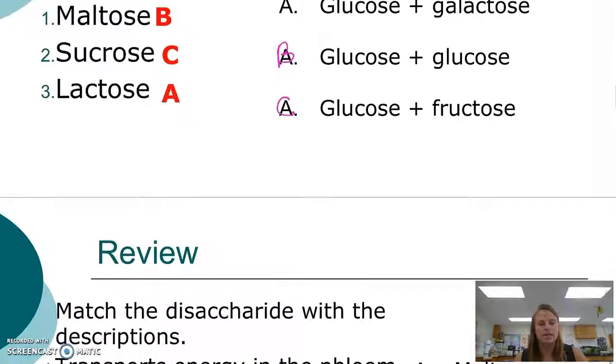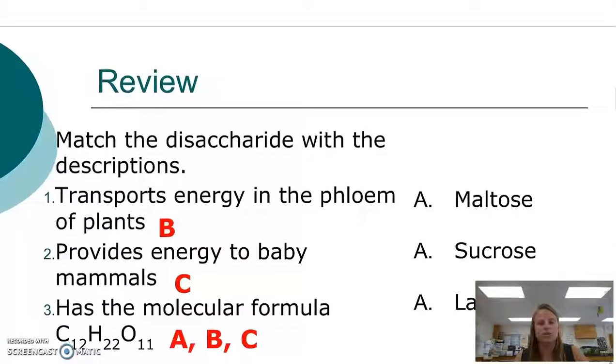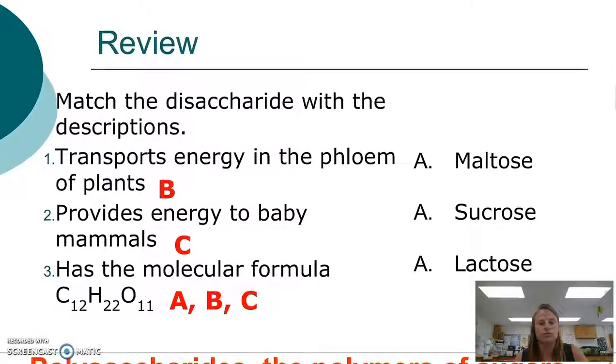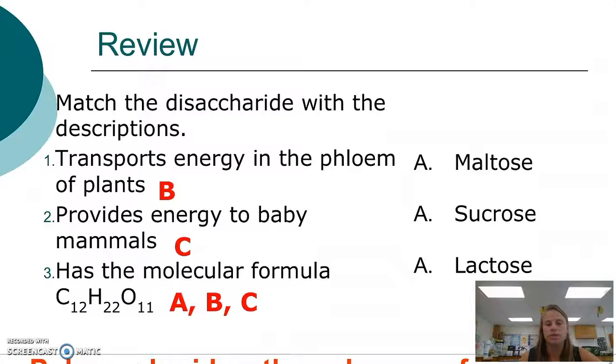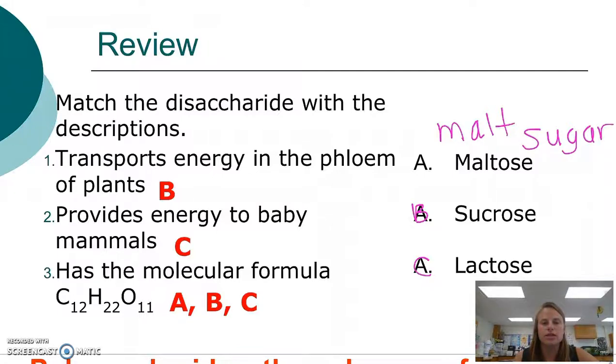Now let's take a look at their descriptions as far as the functions of each of those disaccharides. So maltose, well, what does maltose do? You tell me. It's malt sugar. All right. Sucrose transports energy in the phloem of plants, right? It's in that cane sugar and that beet sugar.